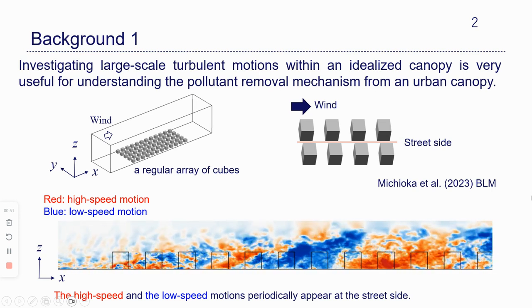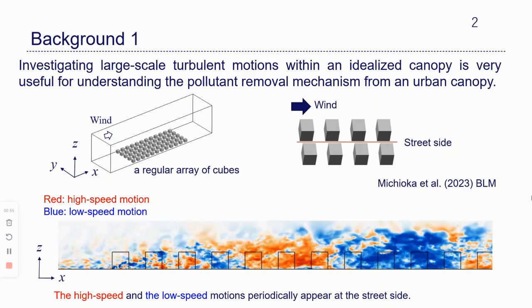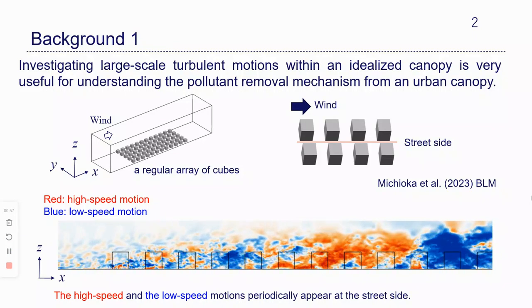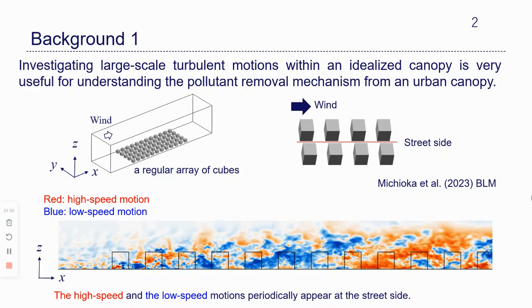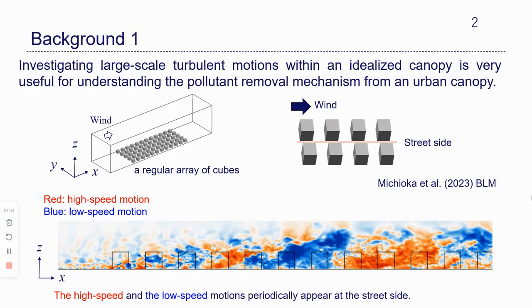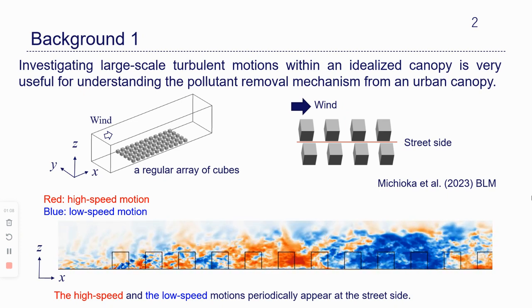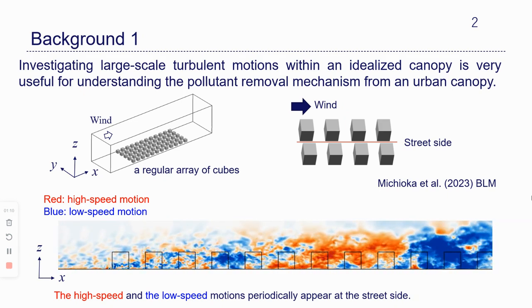This is a movie for the streamwise velocity fluctuation at the street side. Red represents the high speed motion, blue represents the low speed motion. As you can see, the large scale, high speed and low speed motion periodically appear at the street side.